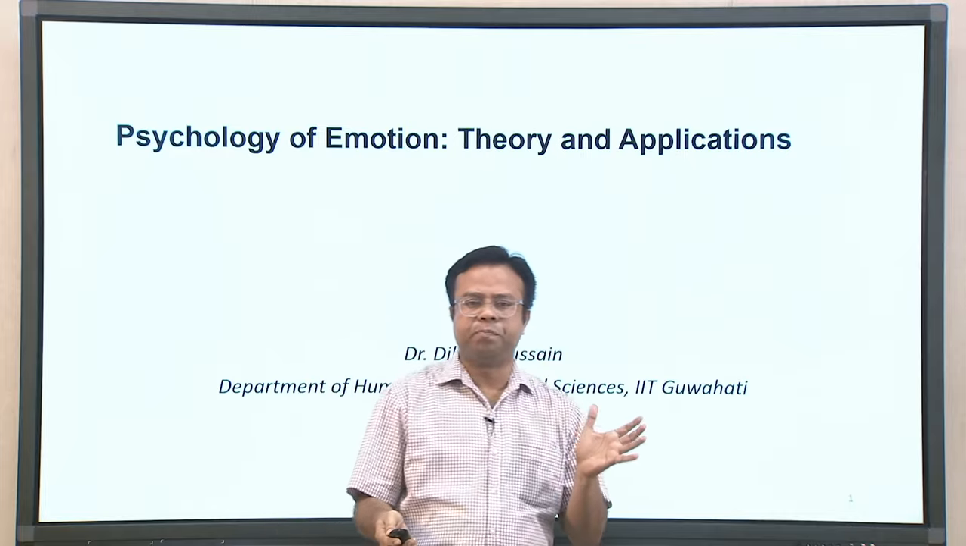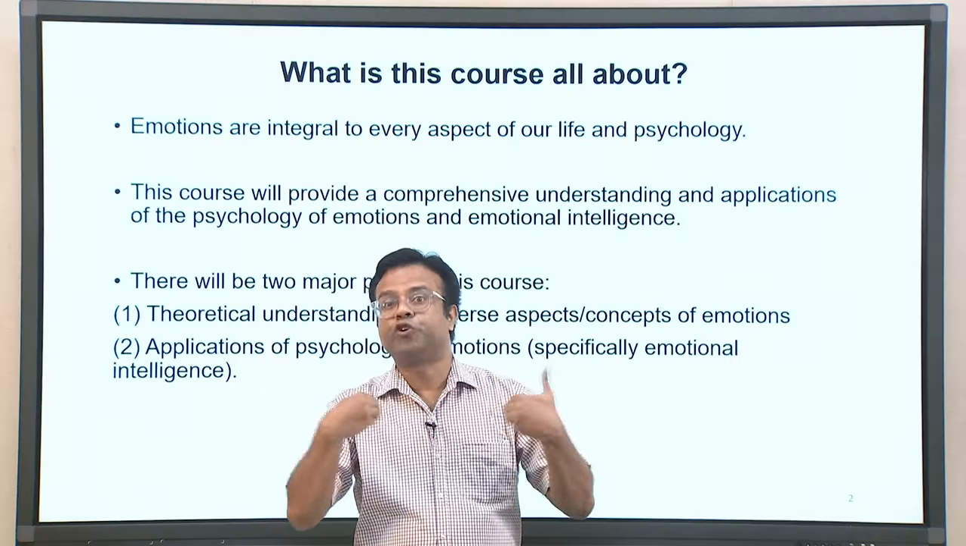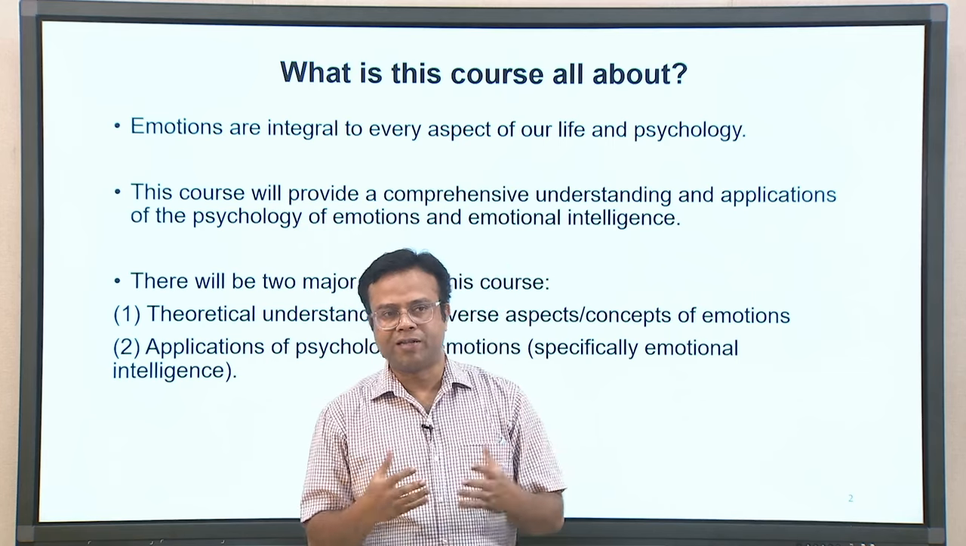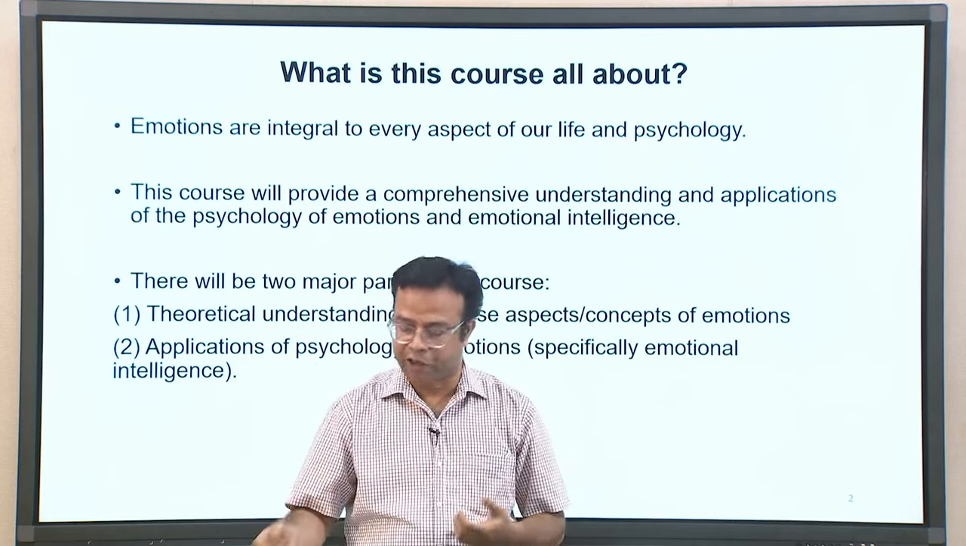So, with this little background, let me give you a brief breakup of this course, how we will go about it. This course will provide a comprehensive understanding and applications of psychology of emotions and emotional intelligence. Majorly, this course will have two aspects. The first few modules will be mostly talking about theoretical understanding of diverse aspects of emotion through the empirical and theoretical literature of psychology and associated disciplines. The last few modules will be mostly talking about the applications of the concepts that we have understood, primarily through the concept of emotional intelligence. Emotional intelligence is a very popular concept nowadays, and it has been found to be a very important and significant concept that can have a lot of application in personal as well as professional life.